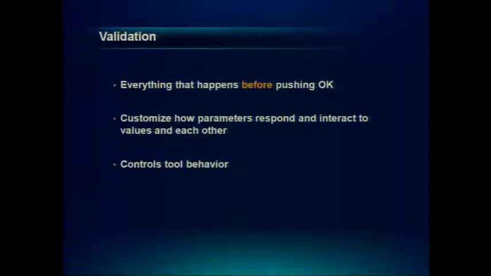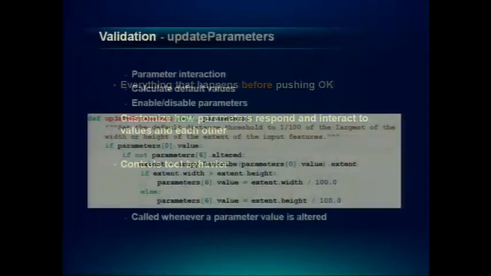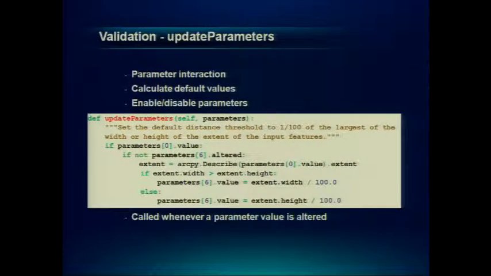So when we talk about validation, validation is everything that happens before you hit that OK button, right? It's all about customizing how parameters interact with each other and respond to the values that the other ones have. Basically a way of fine controlling tool behavior. And in Python Toolbox, we have two specific methods to work with parameters. The first one is updateParameters. And again, this is equivalent almost exactly to what Dale had with the script tool wizard.